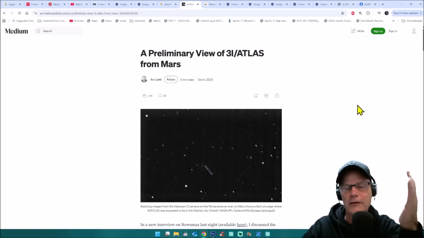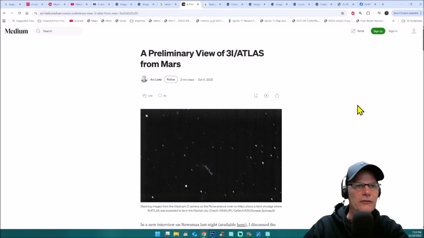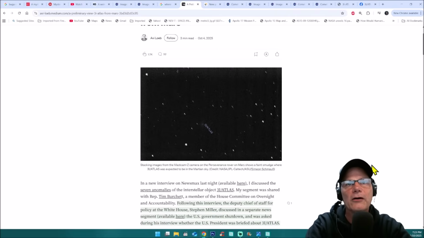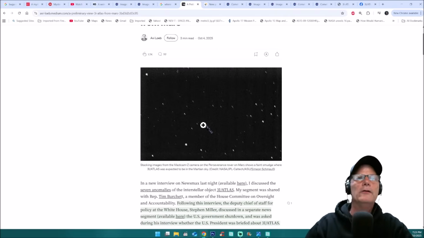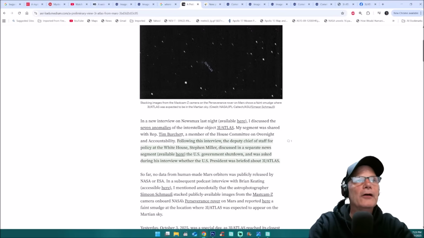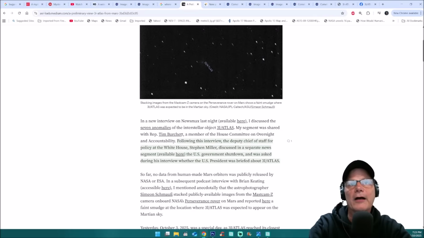Now, we all heard of Avi Loeb, depending on how you want to pronounce his name. You can see this right here. It says, stacking images from the MastCam-Z camera on the Perseverance rover on Mars shows a faint smudge where 3I Atlas was expected to be in the Martian sky. So you can see it right here, right in the middle of the screen. Right there. And you see right here, it says, in a new interview on Newsmax last night, I discussed the 7 anomalies of the interstellar object 3I Atlas. A segment was shared with Representative Tim Burchett, a member of the House Committee on Oversight and Accountability.